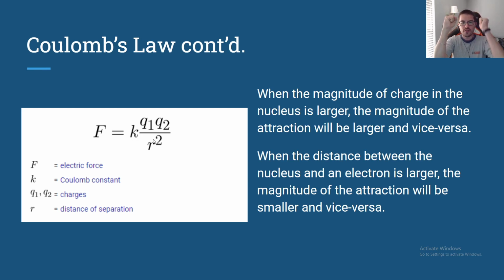As a nucleus and an electron get further and further apart, that distance increases, okay? And if you're dividing by a bigger and bigger number, then the force actually gets smaller, right? So as an electron is farther and farther away from the nucleus, the force of attraction that it feels towards the nucleus is going to be smaller and smaller. It's exactly the same way that gravity works, okay?